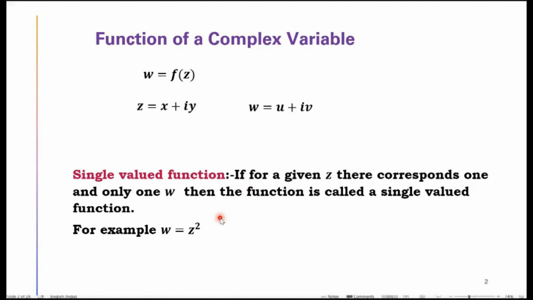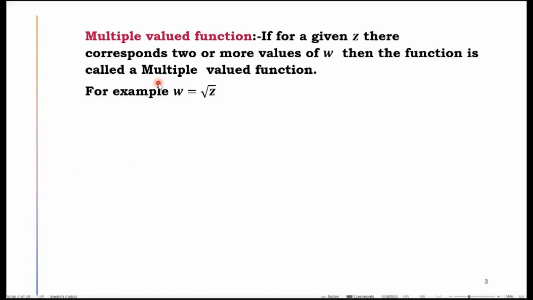Now suppose for one value of z, if you get 2 or more values of w, then it is said to be a multiple valued function. For one value of z, if we get 2 or more values of w, then the function is called as a multiple valued. For example, if I take w is equal to root z, okay, so w is equal to root z means we can write w square equal to z, or w will be equal to plus or minus something.